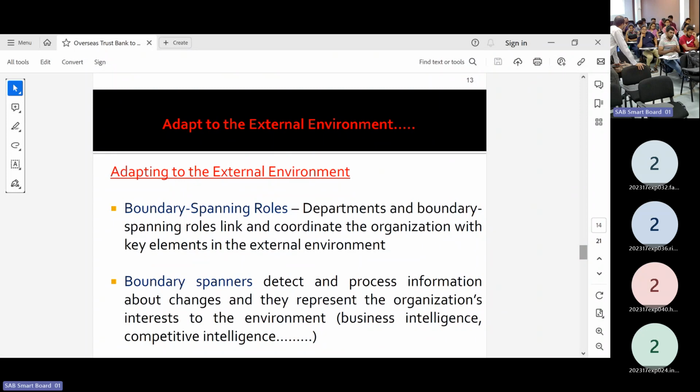Right. Any of these roles should be played by any department or any group in the organization, with the consultation of the senior manager. Then, knowing the boundary spanners, now they should detect and process the information about the ongoing changes happening in the environment.